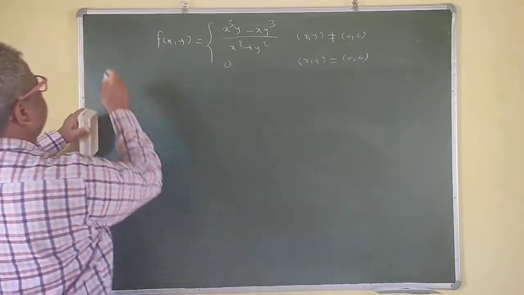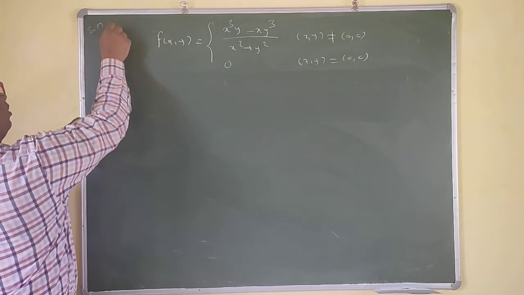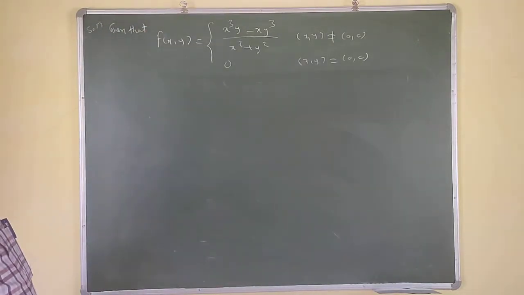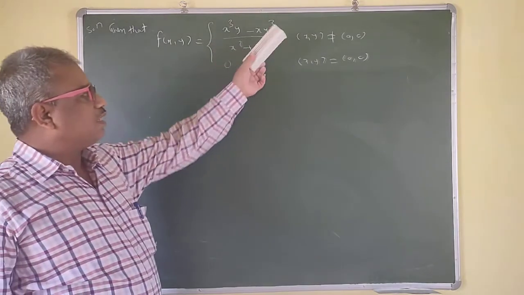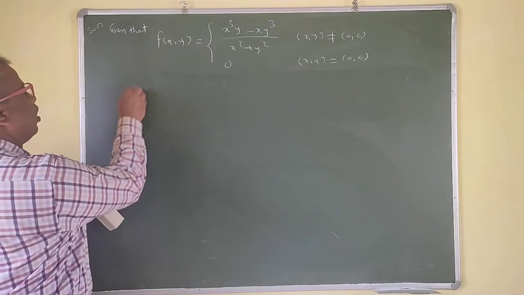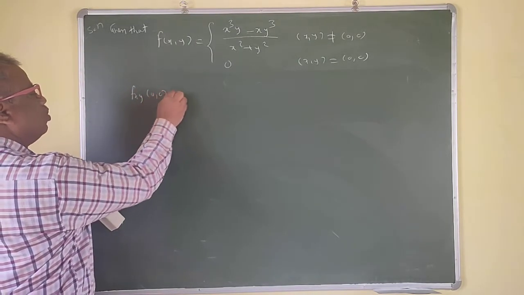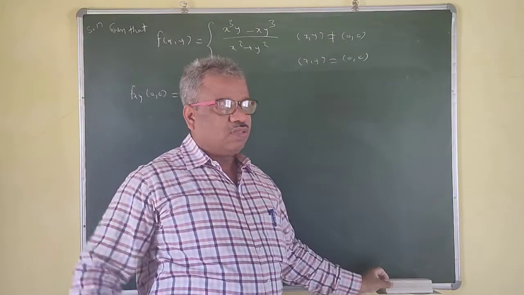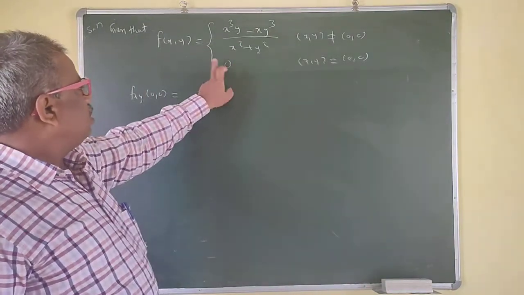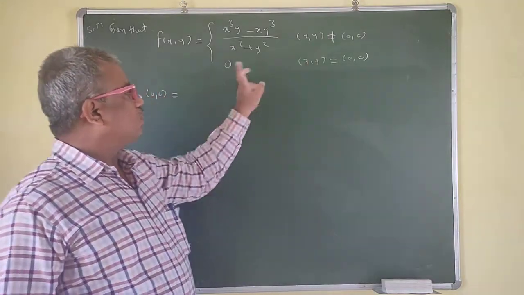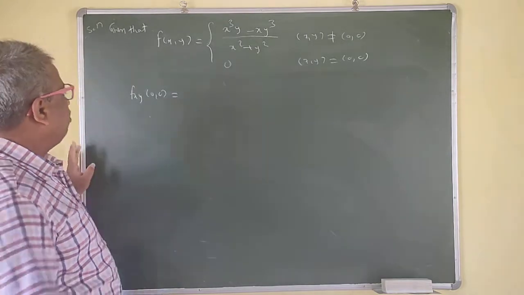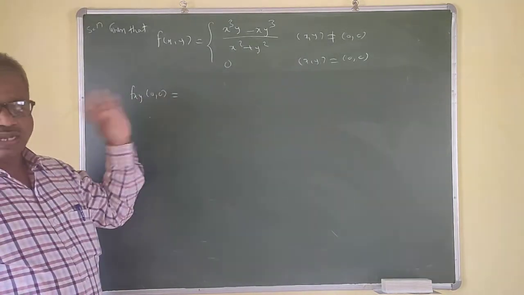So solution. Given that f(x, y) is equal to (x cube y minus x y cube) upon (x square plus y square), (x, y) not equal to (0, 0). So what do we want? We want fxy(0, 0). So we write a definition. We cannot directly differentiate because this is a step function, and this is 0 at (0, 0). So we need to apply the limit definition of the partial differentiation.